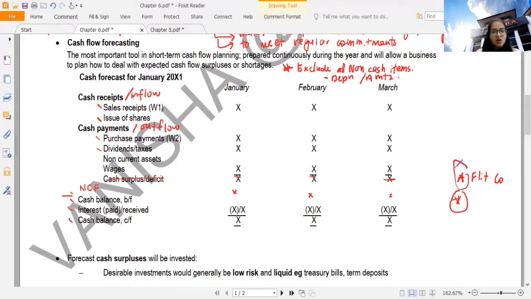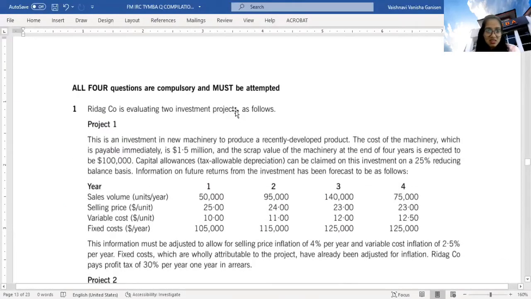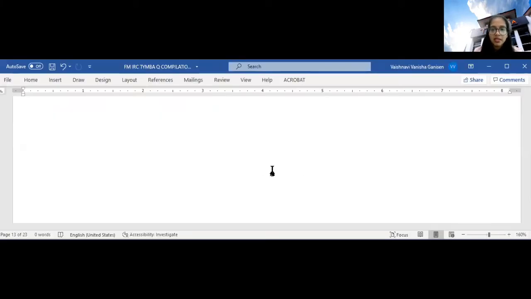Now, before I move on to talking about how we identify what to do with your cash surplus or cash deficit, I want to first go through a question relating to cash flow forecast with you. The reason why we do this is because I want to show you how a simple cash flow forecast works. So let's look at your past year question compilation. I know this is not a past year question, but I've included it in there because I don't want to have too many handouts. It's going to become a lot messy.